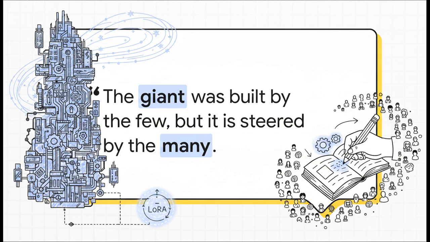You see, we spent our entire journey in this series building an impossibly massive, expensive, and fragile structure. We literally mapped human thought into hyperspace. But because of this mathematical cheat code, because of LoRA, the power of that massive structure no longer belongs exclusively to the people who built it. It belongs to anyone who knows how to write in the margins. The giant was built by the few, but it is steered by the many.